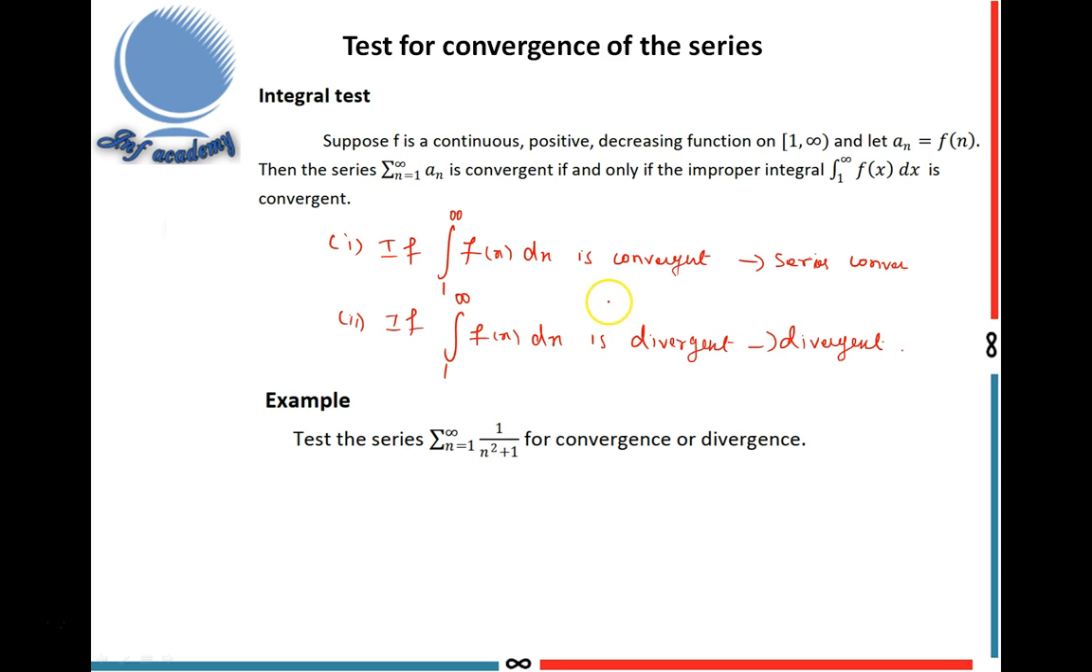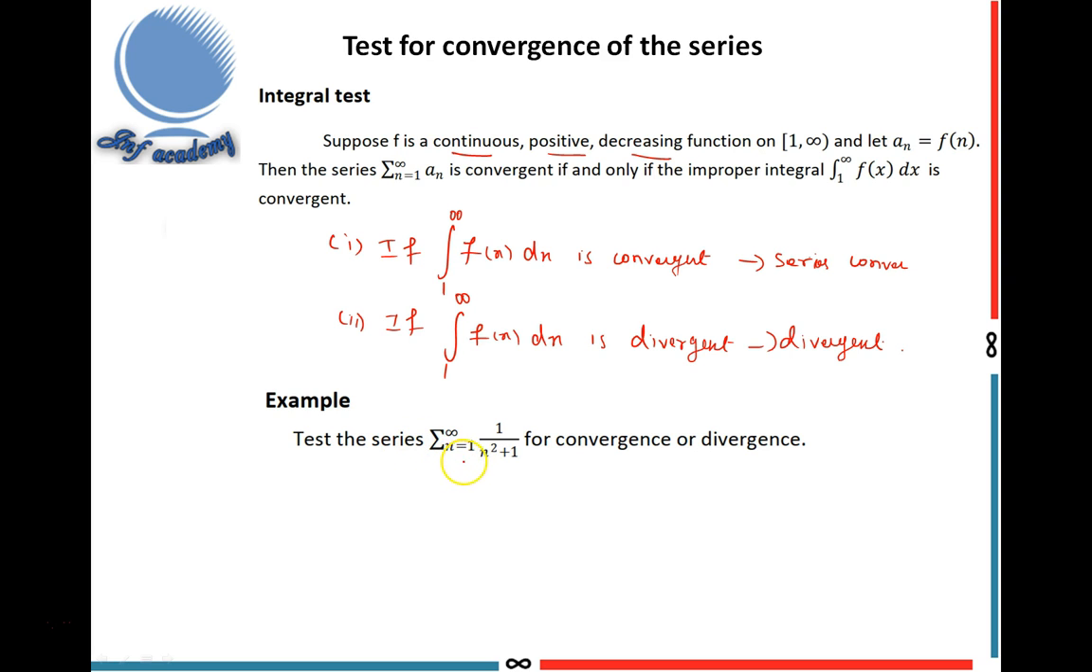You can use the integral test only if f is a continuous, positive, decreasing function on that interval. It is very important. If the integral is convergent, then the series is also convergent. If the integral is divergent, then the series is also divergent. This is the integral test. Next, I will give an example for the integral test.